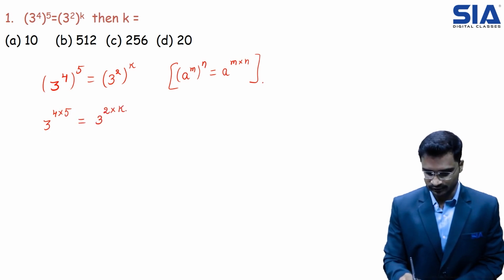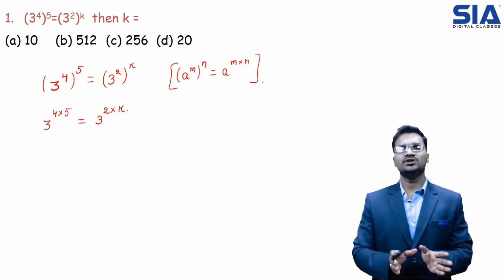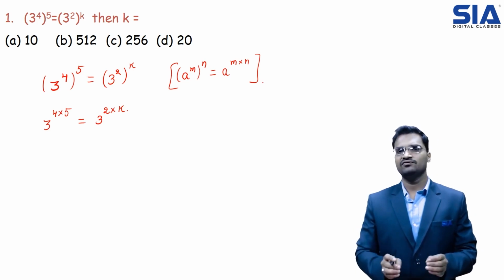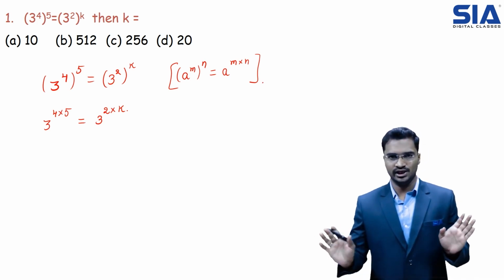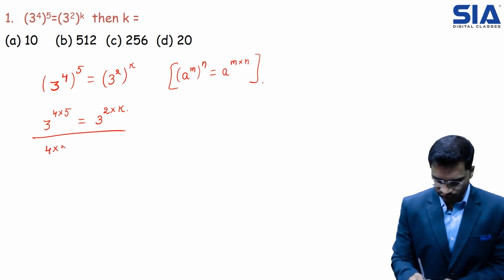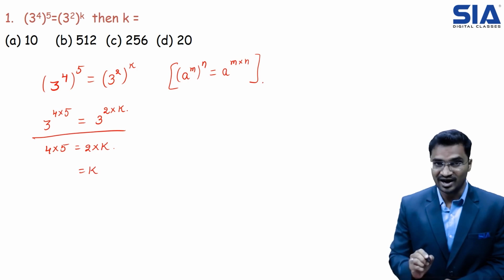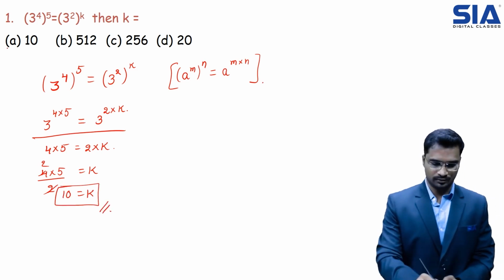Now, after observing this equation, I can say that both the bases are equal. Here, left side and the right side, bases are 3. If the bases are equal, then the powers should also be equal. Then 4 into 5 is equal to 2 into k. Then the value of k is 4 into 5 divided by 2. 2 2s are 4. Then the k value is 10. So our answer is 10, which is our option 1.